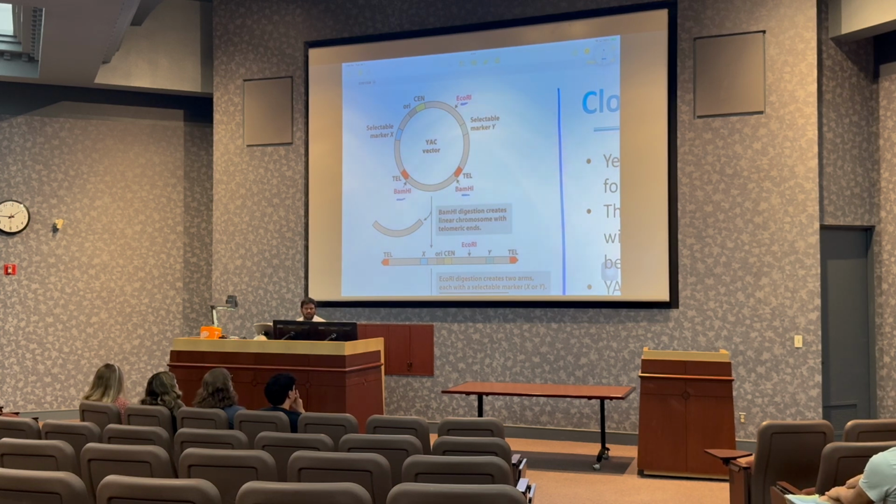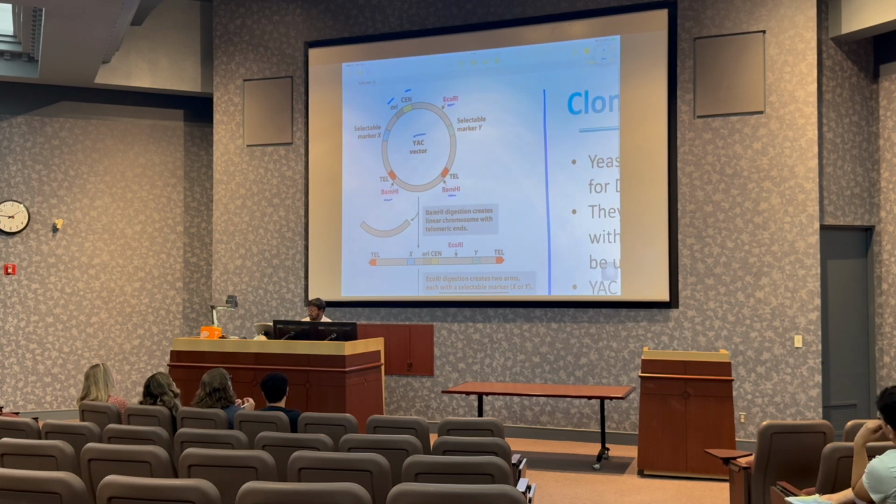These are again restriction endonucleases. YAC stands for yeast artificial chromosome. ORI is origin of replication. C is another site. Selectable marker Y could be any antibiotic resistance gene. Selectable marker X could be any other antibiotic resistance gene. Antibiotic resistance genes are selectable markers.